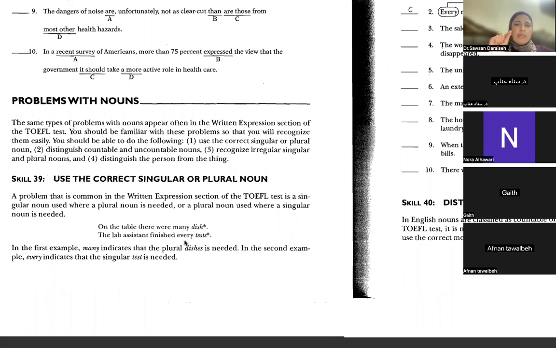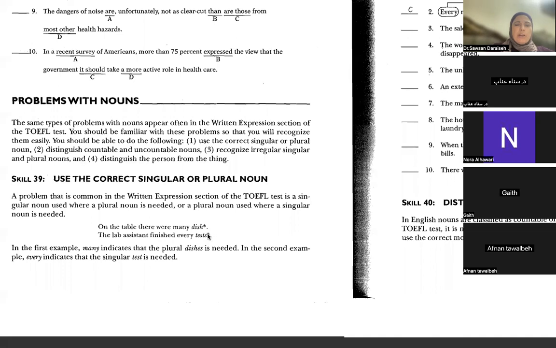Remember that with every, we have just one singular noun after it. Every person, every human being, we say, not plural. So the lab assistant finished every, sometimes we say every single, we add this word, but it's not here. Every test. So after every, guys, test.